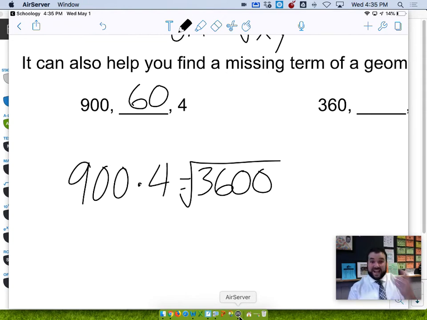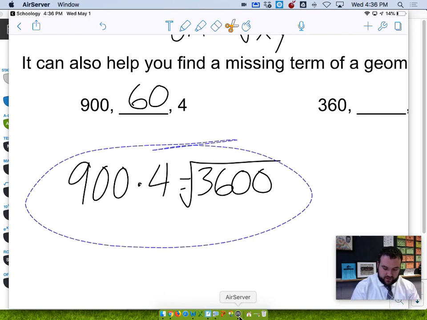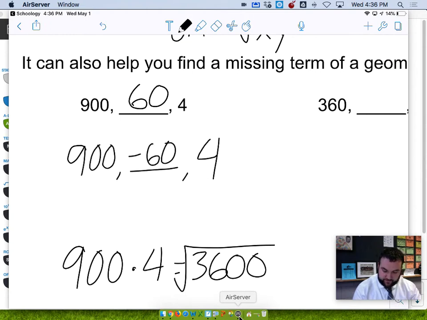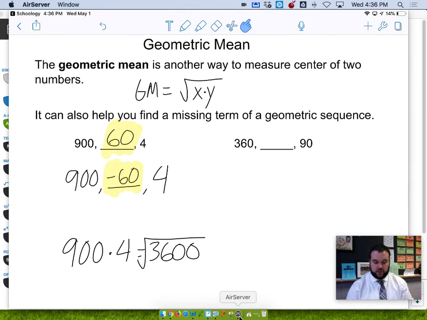But technically, you could also live in a scenario where this goes from 900 to negative 60 and then to positive 4, because you can alternate between negatives and positives in a geometric sequence. So technically there are two answers here, and either one would be correct. If you only give me positive 60 and you don't say it could also be negative 60, that's fine. But understand that a lot of times with the geometric mean, there are technically two possibilities.